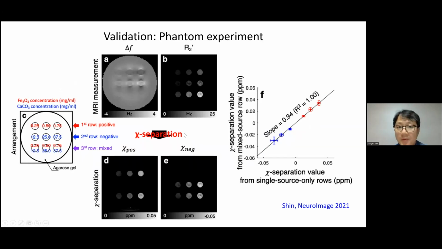And then we moved on to the phantom experiment, where we designed exactly the same type of phantom: we have iron oxide and CaCO3 as a negative susceptibility source, and the mixed cylinders. And those are our two measurements, frequency shift and R2 prime. These are the inputs for the chi separation, and we can successfully separate the positive, negative, and mixed cylinders with pretty good accuracy, as shown on the right plot.